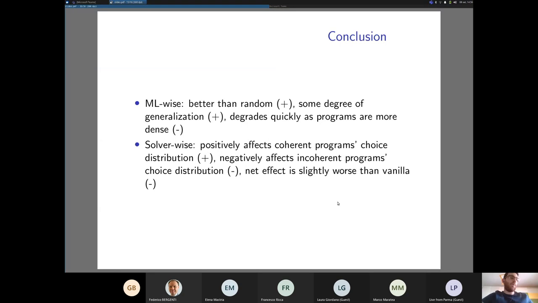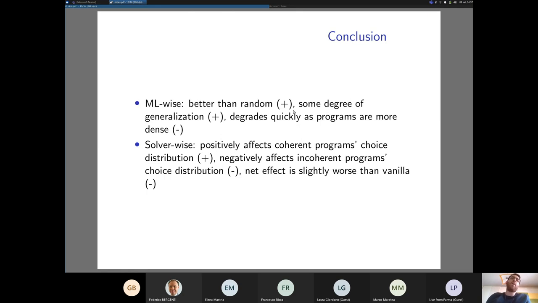As a recap, what we attempted to do in this work was to apply a very common pattern in neural combinatorial optimization to a small fragment of answer set programming, and we obtained some basic results from a machine learning point of view, obtaining a classifier that performs better than a naive random benchmark, and some degree of generalization, as it has been trained unsupervisedly on smaller graphs and generalizes well to bigger graphs, but nonetheless, the accuracy decreases sharply as the programs get more dense.